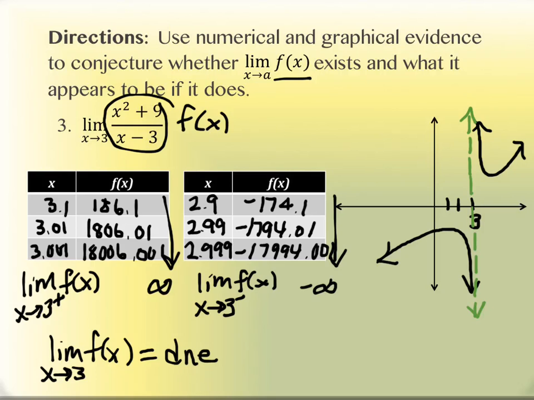Now you can see on this particular graph, if I start to the right of 3, which is this over here, and I move toward x equals 3, if I talk about doing the limit, what's happening?